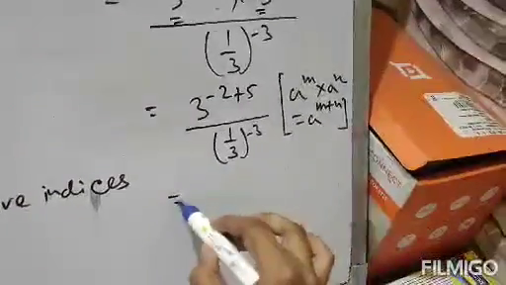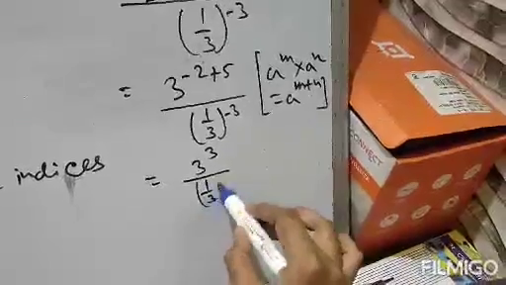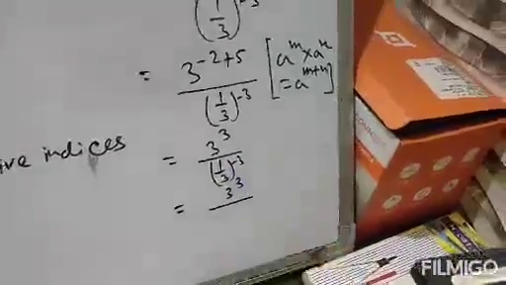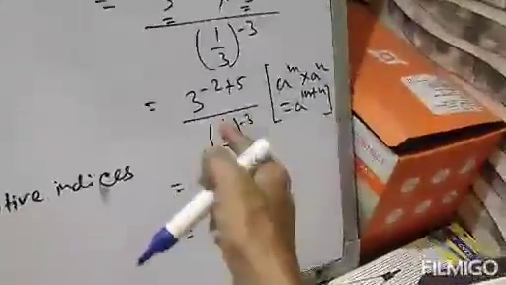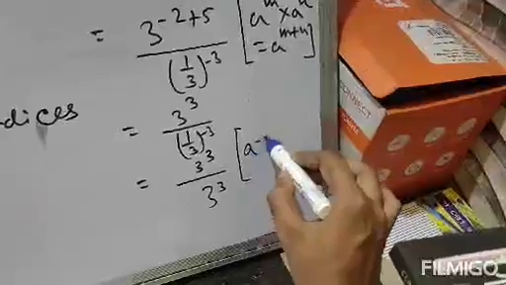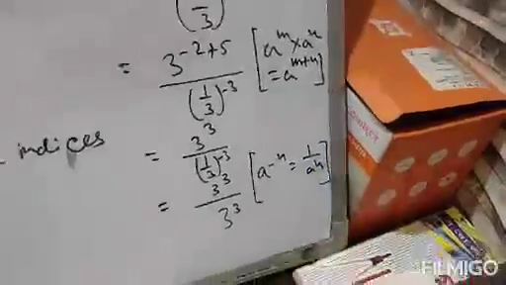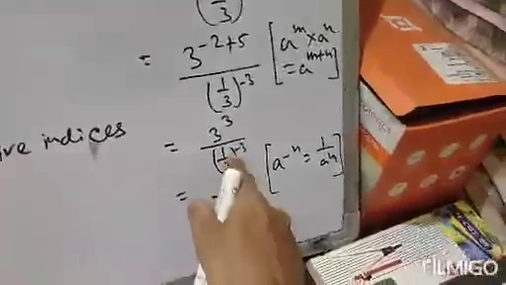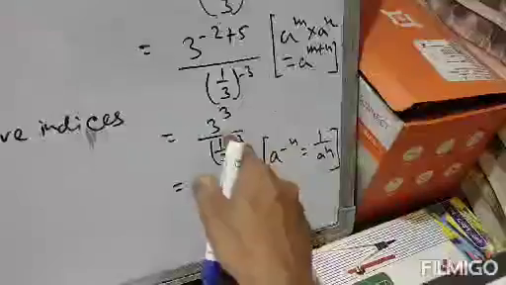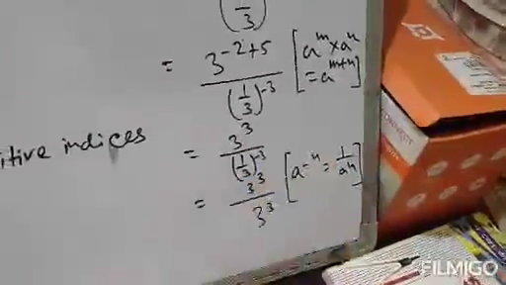Clear? Next, it is 3 to the power 3 divided by 1 by 3 to the power minus 3. So if we reverse, it will be 3 to the power 3, because just compare here, a to the power minus n formula is 1 by a to the power n. That was the formula. Clear? So now compare a to the power minus n with 1 by 3 to the power minus 3. Here a is 1 by 3 and n is 3.